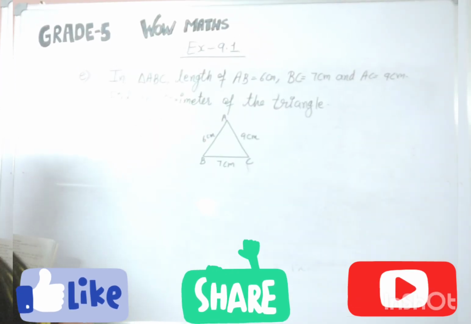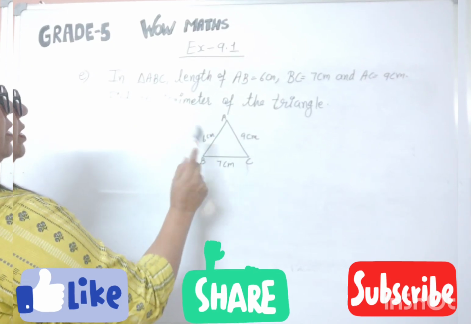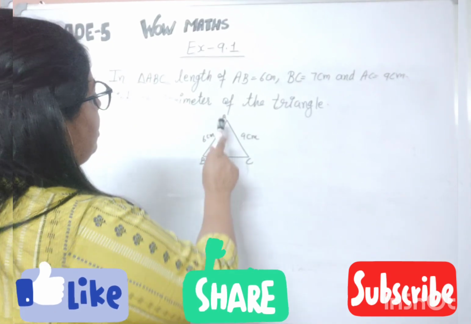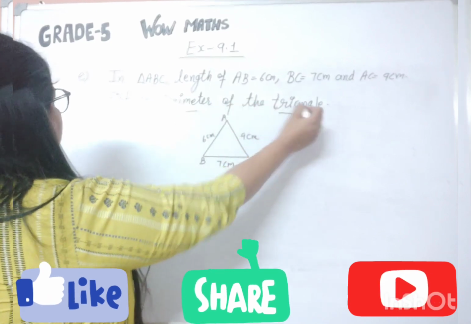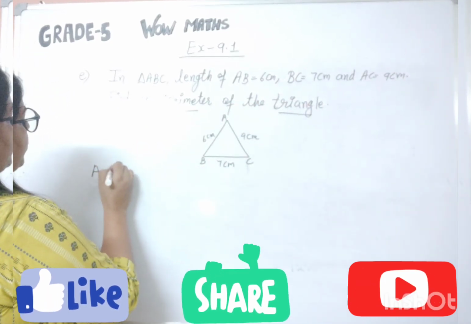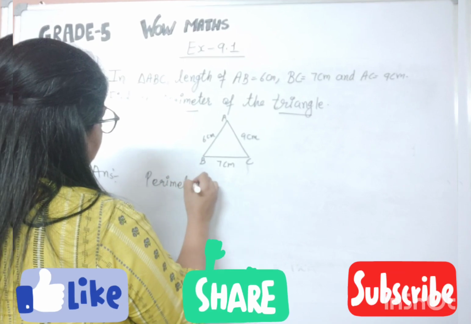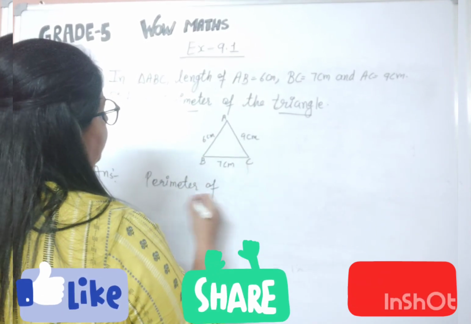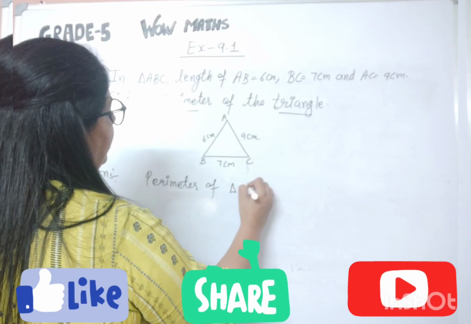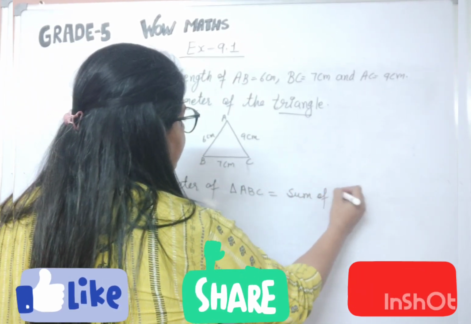So in the E part, there is a triangle ABC where the side AB is 6 centimeter, BC is 7 centimeter and AC is 9 centimeter. You need to find the perimeter of the triangle. So we'll first write the formula, that is the perimeter of, what is the name of this triangle? ABC. Perimeter of triangle ABC is sum of 3 sides.